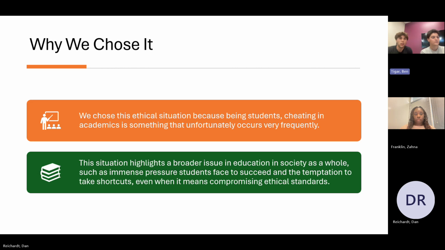So, why we chose it? We chose this ethical situation because students cheating in academics is something that unfortunately occurs very frequently here at Xavier. This situation also highlights a broader issue in education and society as a whole. The intense pressure students face to succeed and the temptation to take shortcuts, even when it means compromising ethical standards, is unfortunately very common today.